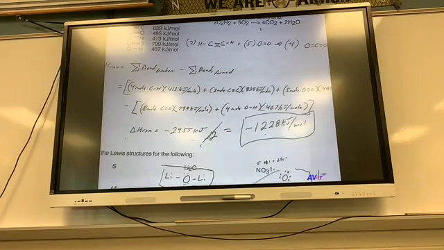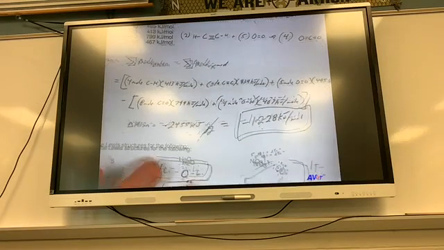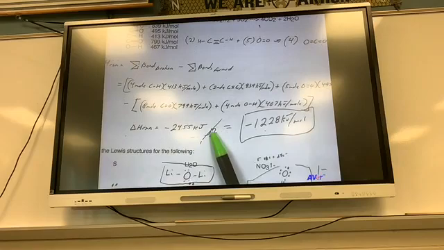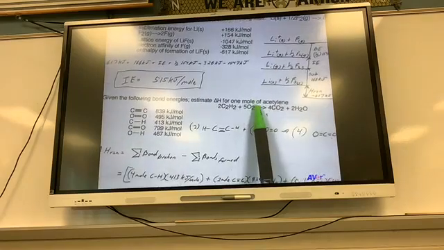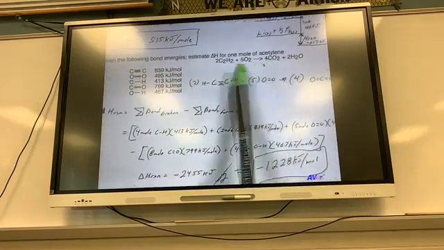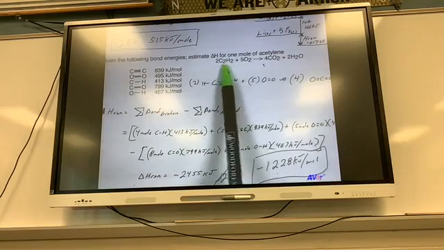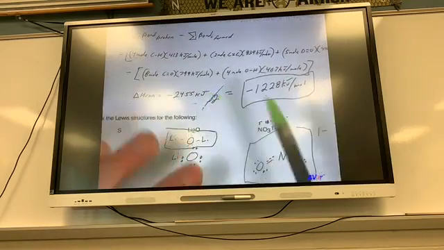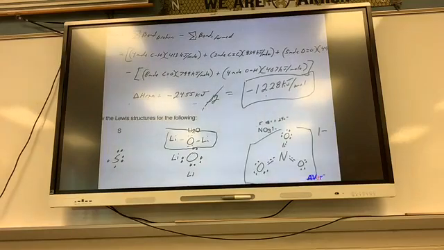Okay. And also here, did you divide it by 2? Because the problem asked for 1 mole of acetylene, and this is for 2, so you've got to divide by 2. So watch out for something like that. It's an easy way to miss a point.